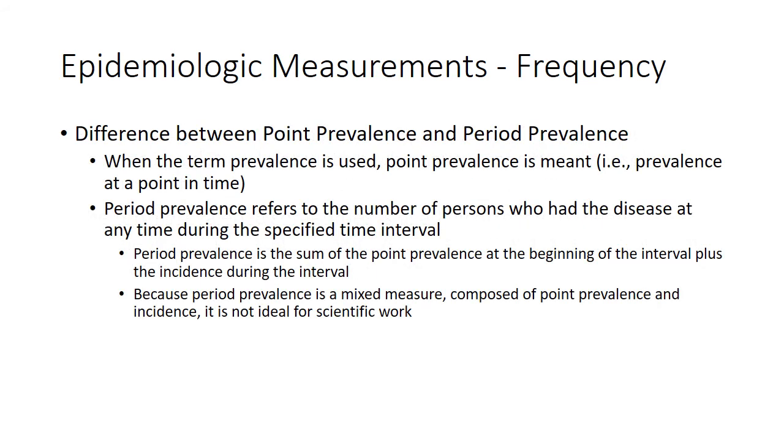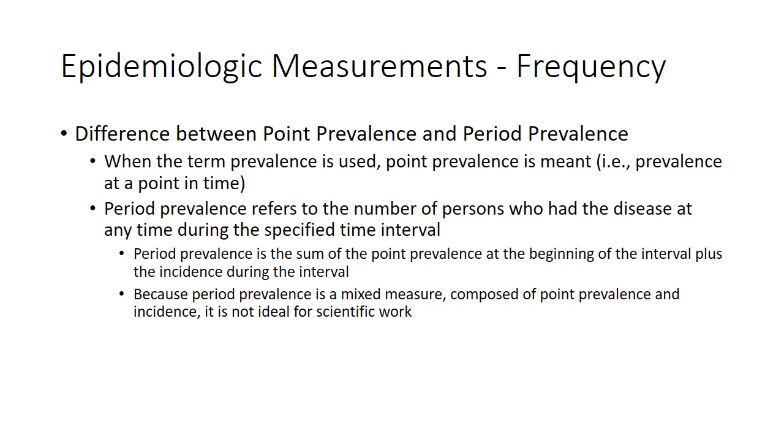So the difference between point prevalence and period prevalence: when we use the term prevalence, usually point prevalence is meant in a lot of cases. Basically, you're talking about at one single point in time. So say, for instance, December of 2010. Period prevalence is going to refer to the number of people who had a disease at any time during a specified time interval. Basically, period prevalence is the sum of the point prevalence at the beginning of the interval plus the incidence of new cases during the interval itself.